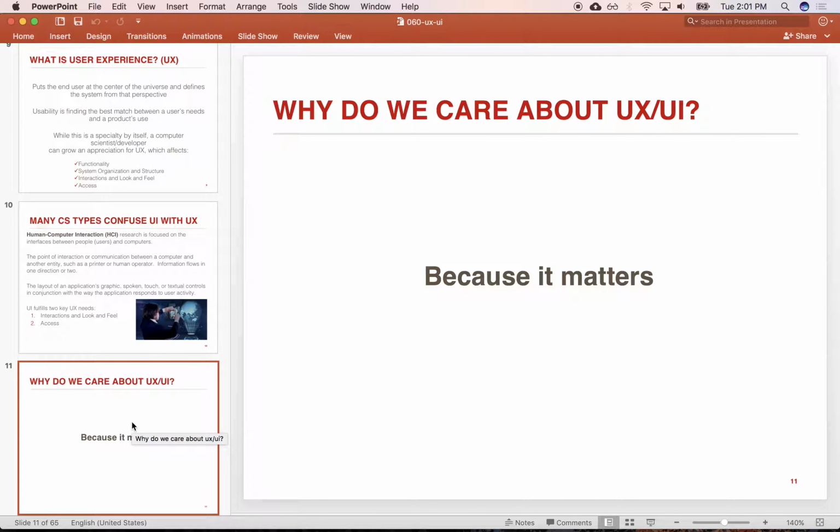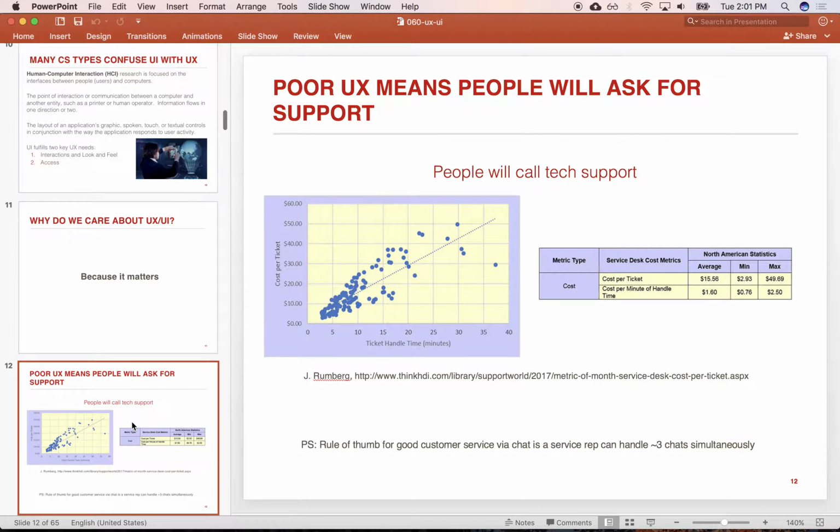Right, so why even bother with UX? It's because it's costly. Not getting user experience right the first time is very costly. You're either going to spend time and effort getting it right at the onset, or you're going to pay for it later. Right? You either pay it forward or you pay it later.